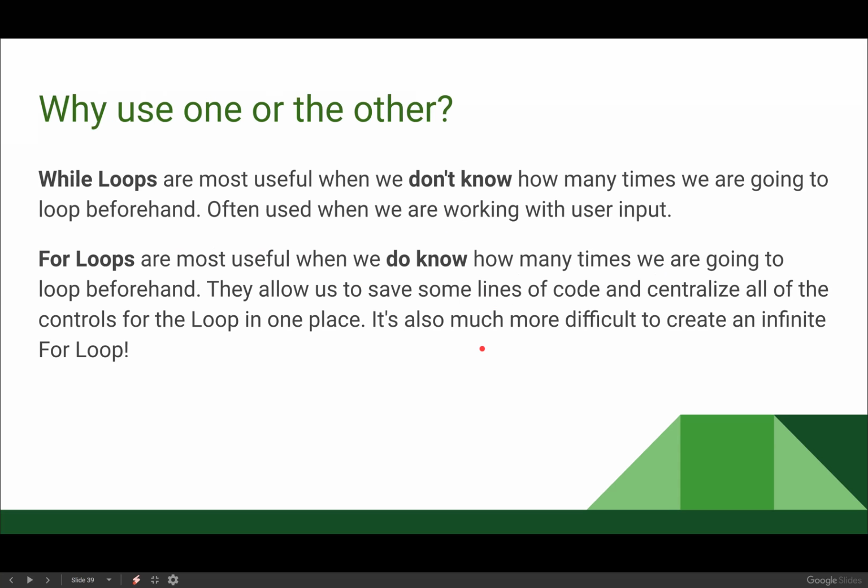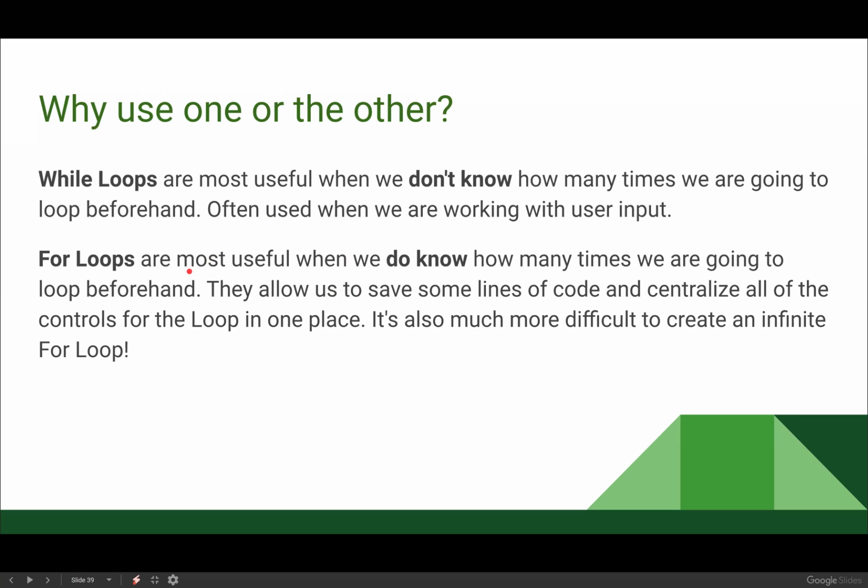So what are advantages of using one or the other? While loops are most useful when we do not know how many times we're going to be looping before we start looping. This is often useful when we're working with user input and we're expecting the user to give us some type of input. We don't know how long it's going to take for the user to give us that input. So we can't say, I want to ask exactly this many times, and then if they didn't give me input, our program breaks. So while loops are very helpful when we don't know how many times.